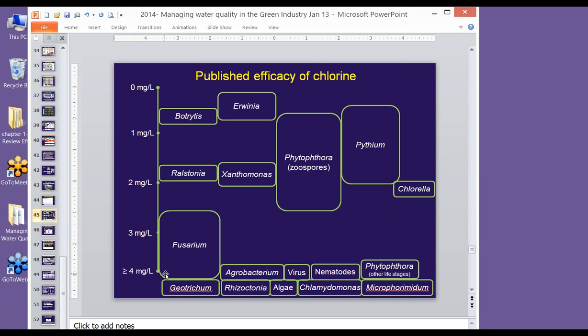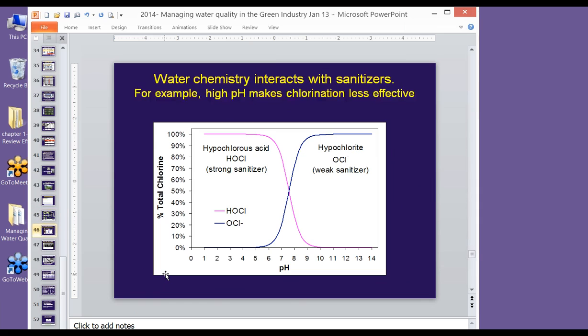And now I will cover a little bit on examples of how the chemistry interacts with chlorine and how other factors should be considered, because the efficacy data that's summarized here, most of it is done in lab conditions where other factors have been excluded. But the reality is that in the greenhouse industry and on your operations, a lot of other things are going on. So for example, water chemistry can interact with sanitizers, and high pH makes chlorination less effective. So this is something that we need to understand.